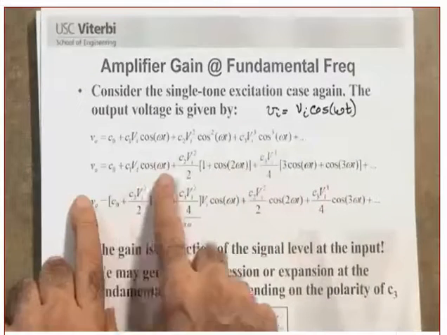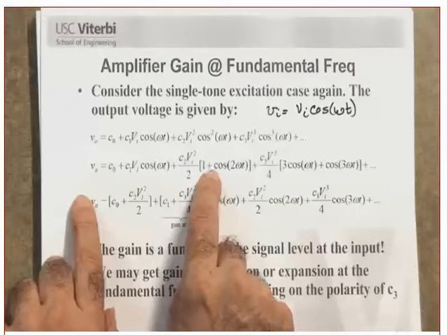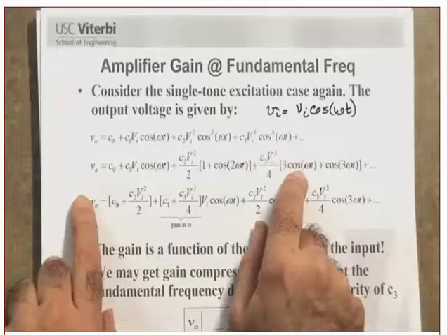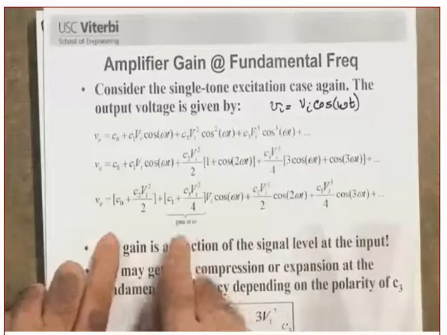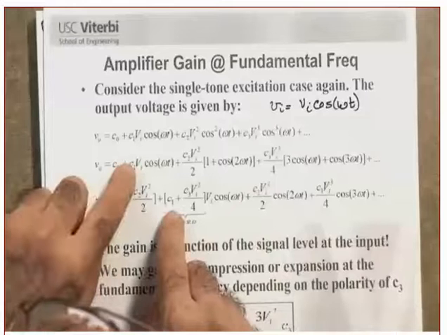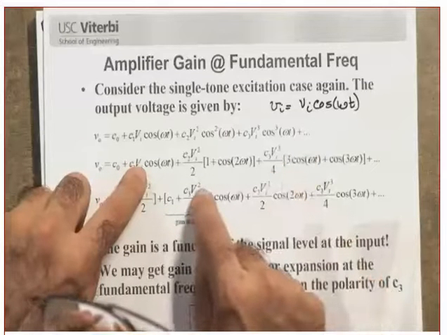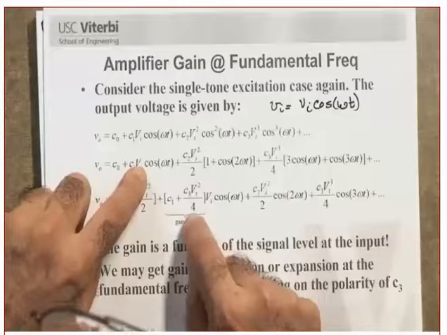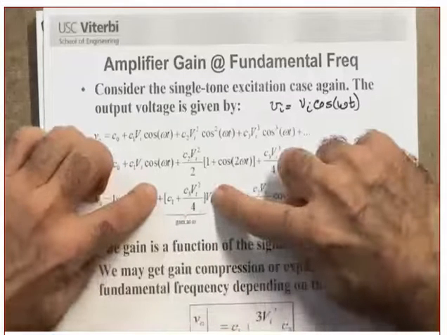Now, what do I have? I simplify this. From this term, am I going to get the fundamental? No, I'm not going to get the fundamental from it. From this term, am I going to get the fundamental? So what is the fundamental? Concentrate only on the fundamental. It is C1 plus C3 VI squared over 4, times VI.